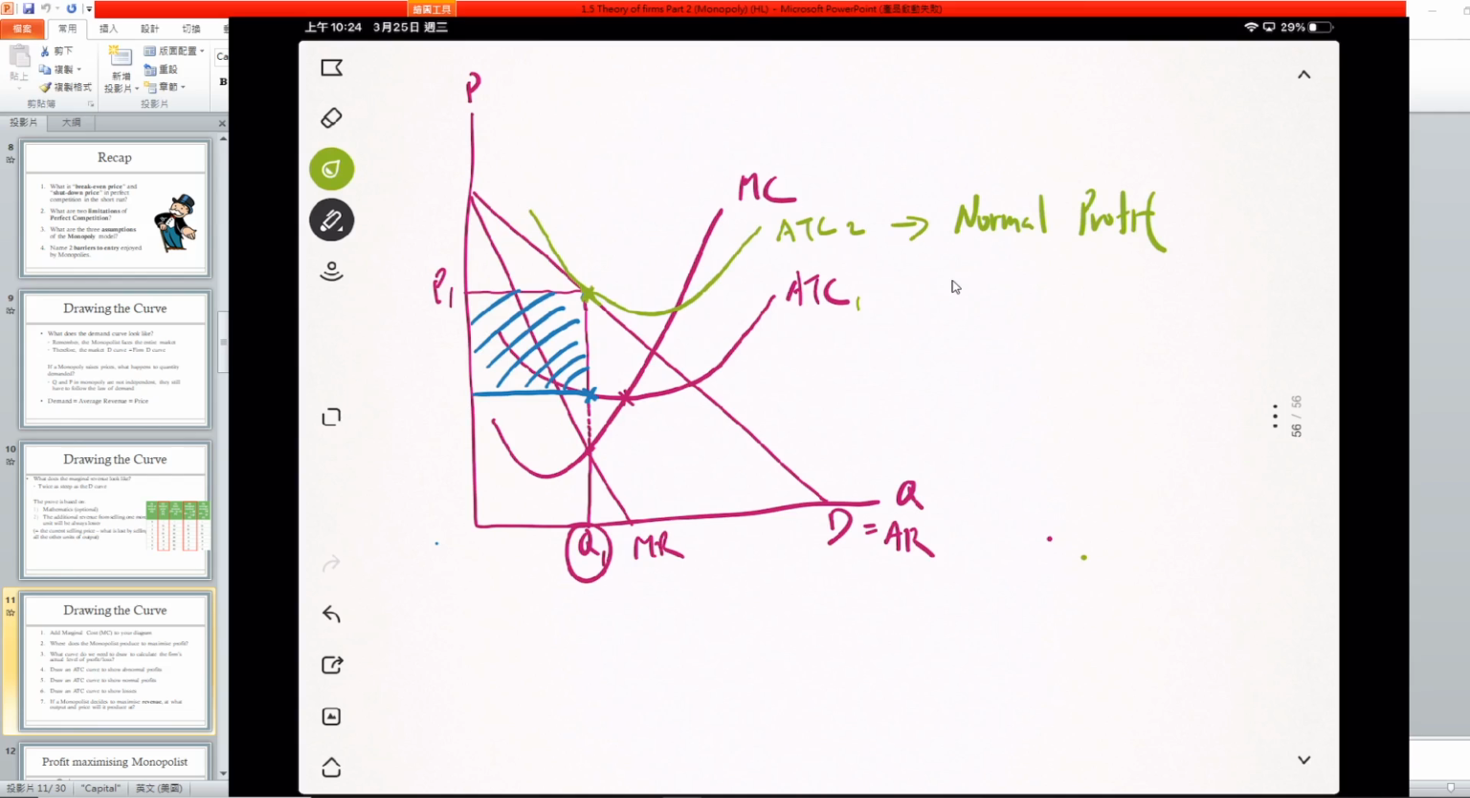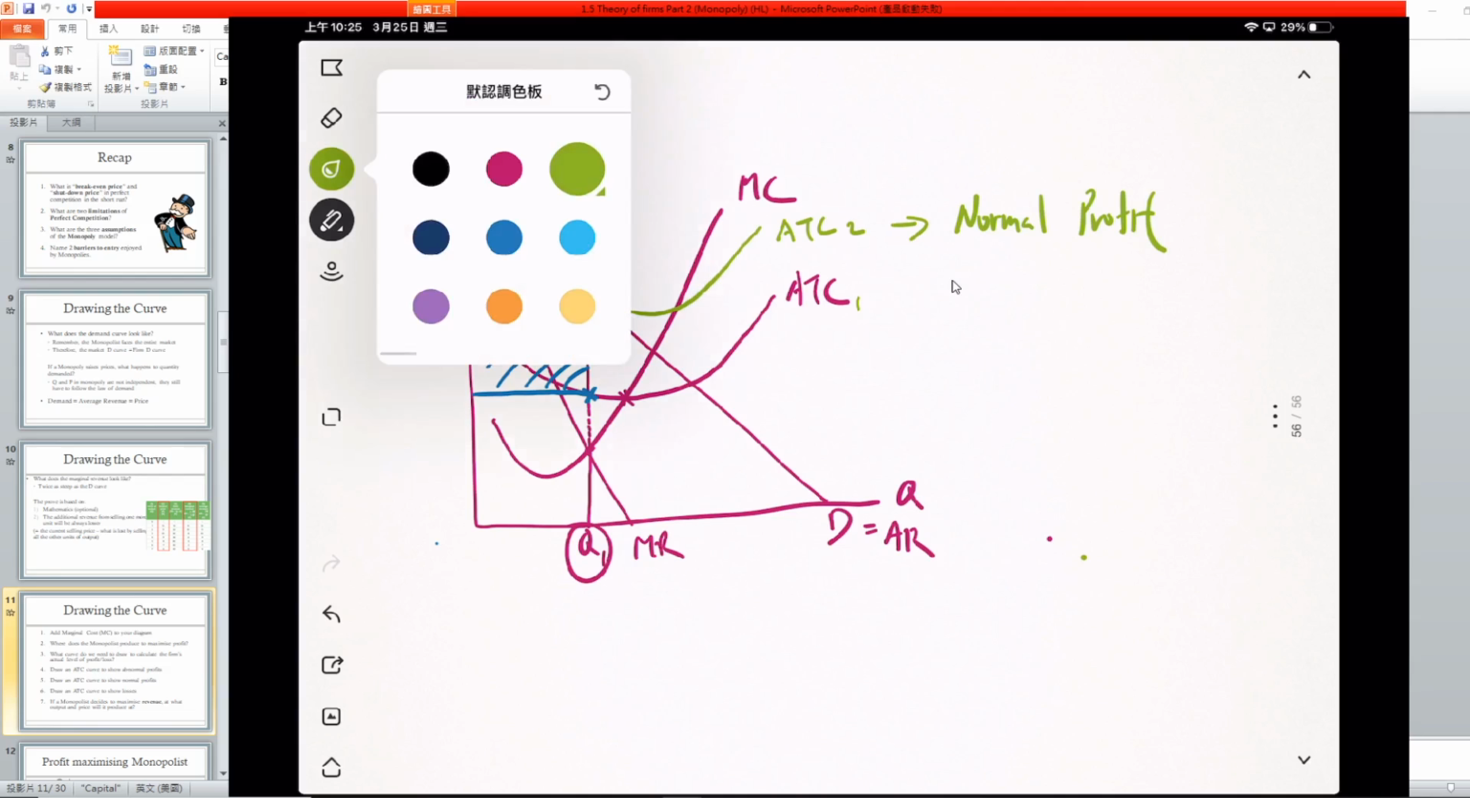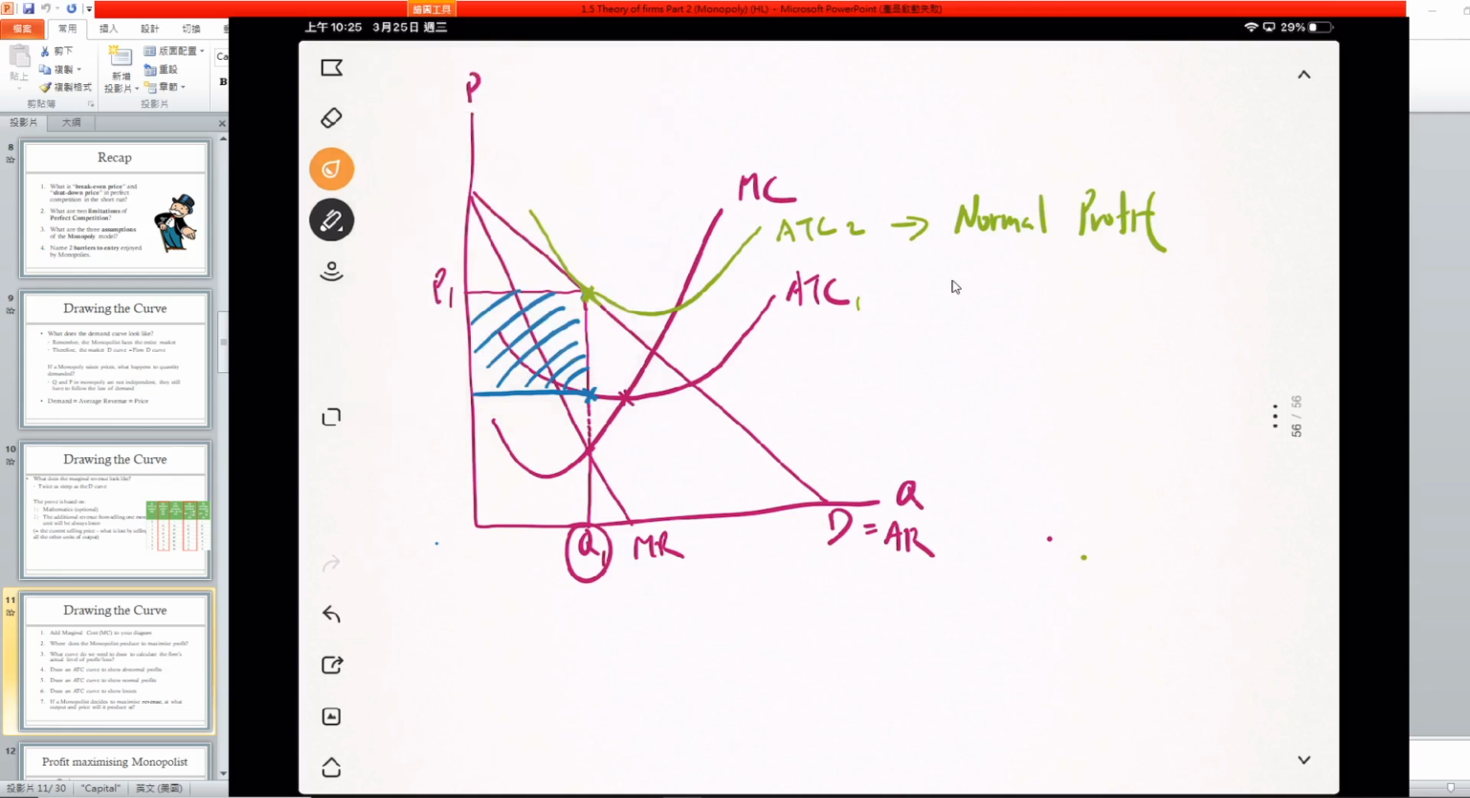So Andrew, do you know what your mistake was in your diagram? With that being said, once again, if you draw an ATC curve that is even beyond ATC2, even higher, let's use another color, let's say right here, like this. Let's call that ATC3.